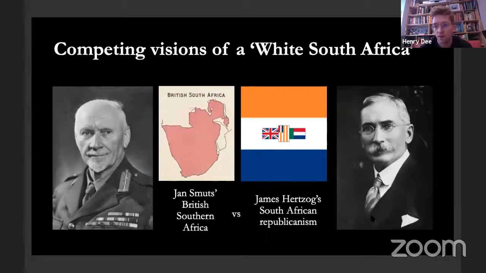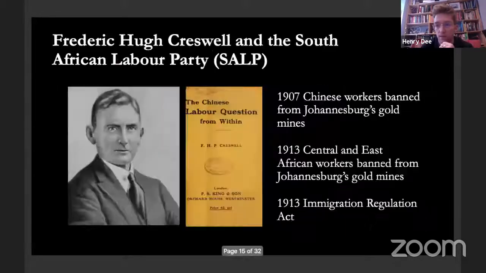And then on the right here, you have James Herzog, who challenges Smuts on this. During the elections, he says that Smuts will, quote, swamp white workers with Black immigrant workers if he comes to power. So you've got this contrasting politics of what even South Africa is going to become, how far it's going to reach, but then also who can move and come to South Africa is central to white politics in the 1920s.